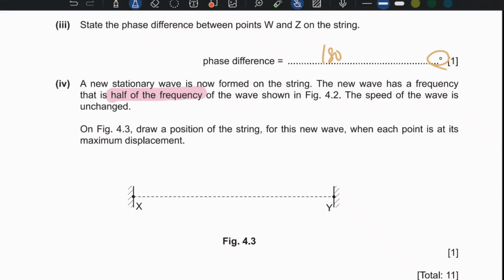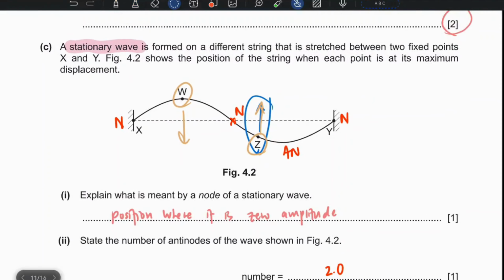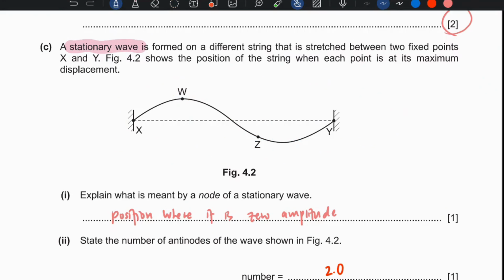Alright, okay, let's go back to figure 4.2. Let me erase this entire thing first. Okay. This figure 4.2 gives you a full wavelength, which is one complete wavelength. And if you manage to notice this, this is actually the second harmonic, or you can call it the first overtone, the second harmonic of the fundamental frequency.